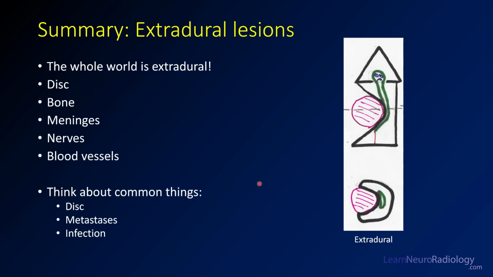In summary, we've taken a look at a lot of extradural lesions. We have to keep in mind that the whole world is extradural, so anything that's not in the thecal sac is extradural. This includes the discs, bone, meninges, nerves, and blood vessels. But think about the things that are the most common, right? Disc protrusions and disc abnormalities are very common, particularly in patients that have progressive degenerative disease or a lot of other degenerative disease. Metastases are very common in the bones, particularly you think about prostate cancer, breast cancer, the common ones. Infection is very common as well.